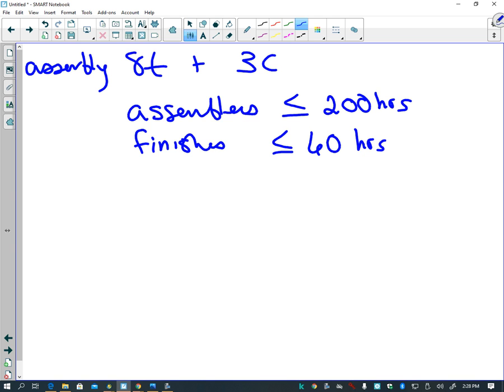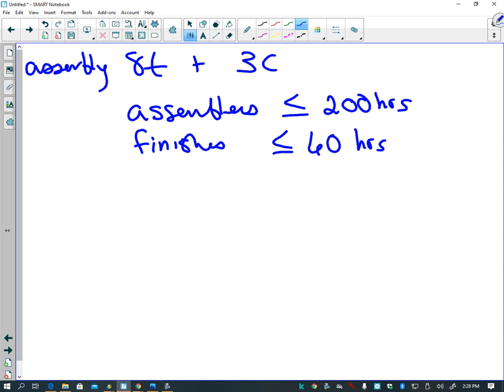Okay, they want to make as many tables and chairs as possible. I feel like there's still more information here, isn't there? Did I miss anything? Table takes 8 hours, chair takes 3. Assemblers can work at most 200 hours. Finishers can work at most 60 hours. Does it say? Oh.